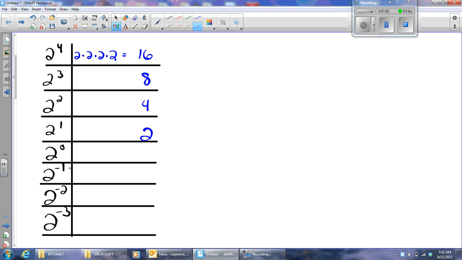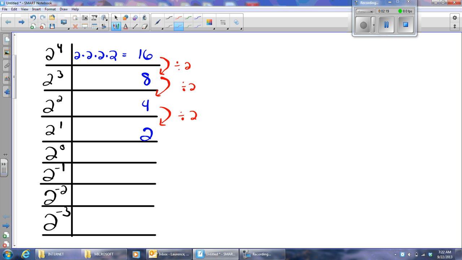Now, before you start to guess again on 2 to the 0 power, ask yourself, look at this table. How does 16 turn into 8? Well, you divided by 2, didn't you? Yeah, because there's 1 less 2 being multiplied. It's like we divided a 2 out. All right, how would I turn 8 into 4? I divided by 2 again, didn't I? 4 to 2, I divide by 2.